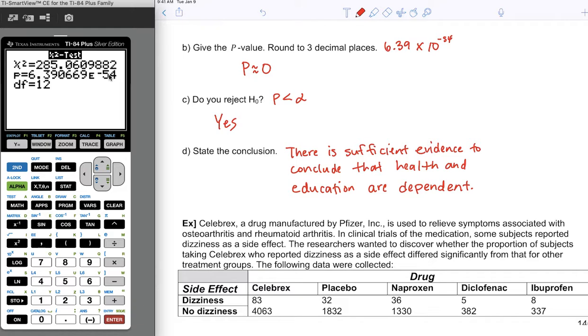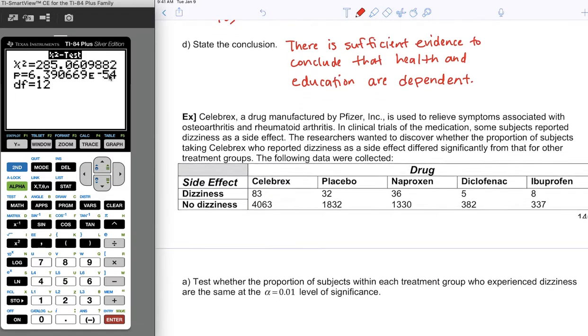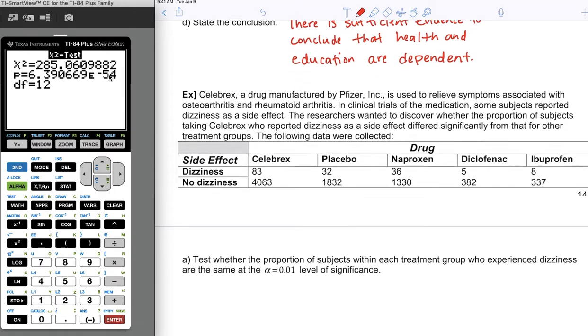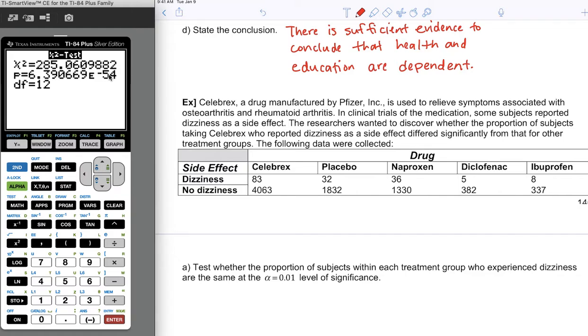Okay, so let's try another one. It's asked in a slightly different way. Celebrex, a drug manufactured by Pfizer Inc., is used to relieve symptoms associated with osteoarthritis and rheumatoid arthritis. In clinical trials of the medication, some subjects reported dizziness as a side effect.